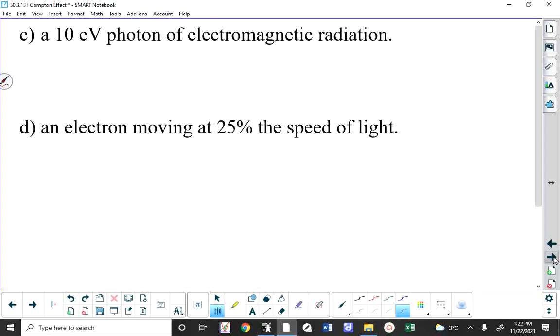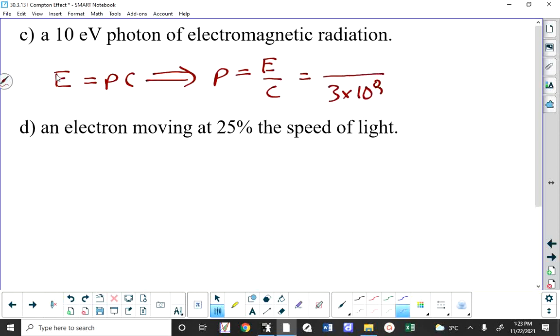A 10 electron volt photon. Well, this is definitely a case of me wanting to use E equals pc, which means that momentum is the energy of the photon over the speed of light. But I can't use 10 eV for the energy of the photon. I mean, that is the energy of the photon, but I have to use joules. So you have to convert this 10 electron volts to joules and get 1.6 times 10 to the negative 18 joules. Am I right?